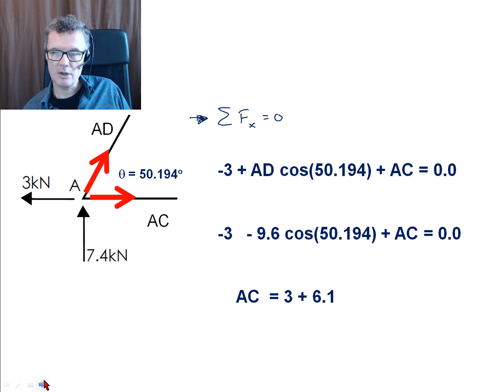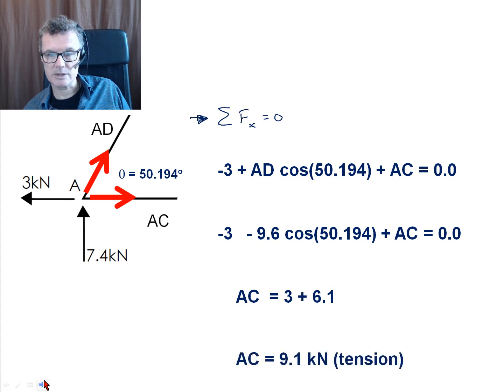Okay, so the 9.6 cos 50.194 becomes 6.1. So we find that the AC internal force is going to be 3 plus 6.1. That's all nice and positive, so the AC force must be a positive force. It's 9.1 kilonewtons and in tension.